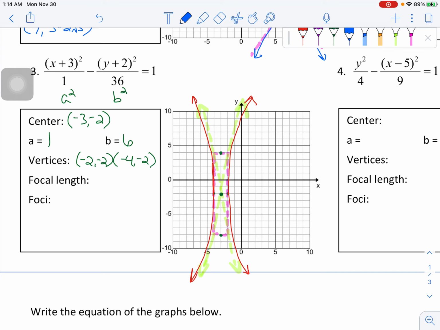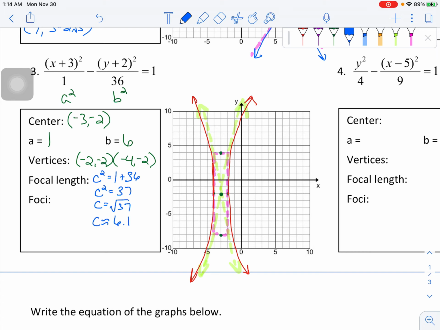The last piece we're going to do here is our focal length. So c squared is equal to 1 plus 36. So c squared is equal to 37, which makes c equal to the square root of 37, which is approximately equal to, what would that be, 6 point what? Let's find out.